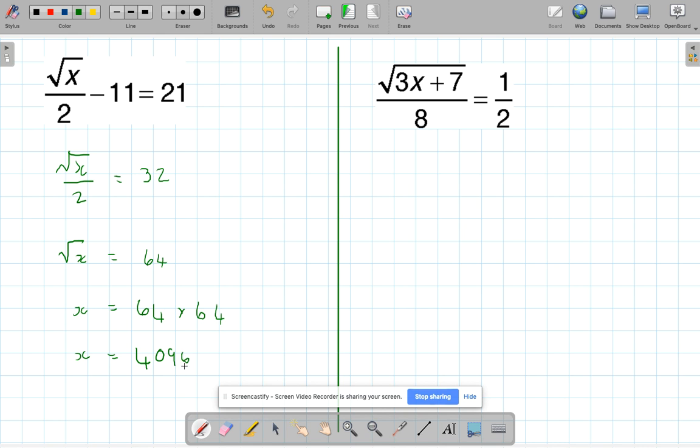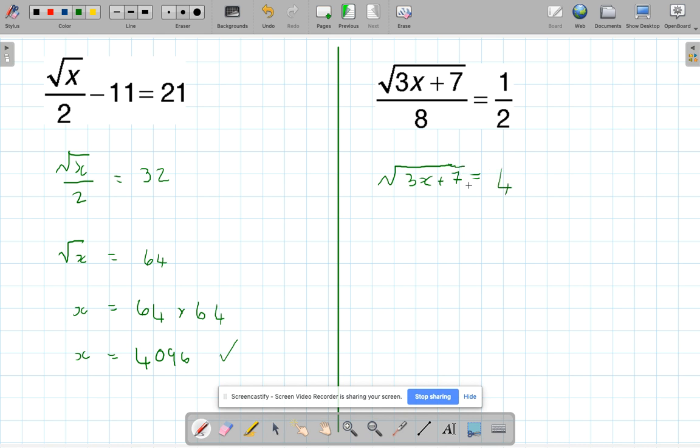And I'm going to check now that it works. So 4096 square rooted is 64. 64 divided by 2 gives me 32. Take away 11 gives me 21. So that one works. Now, that one's fine because the x is on its own inside the square root. But here, we've got some numbers inside the square root. So what I'm going to do with this to begin with is times both sides by the 8. When I times 8 and divide it by 2, I get 4. All of this is in the square root.